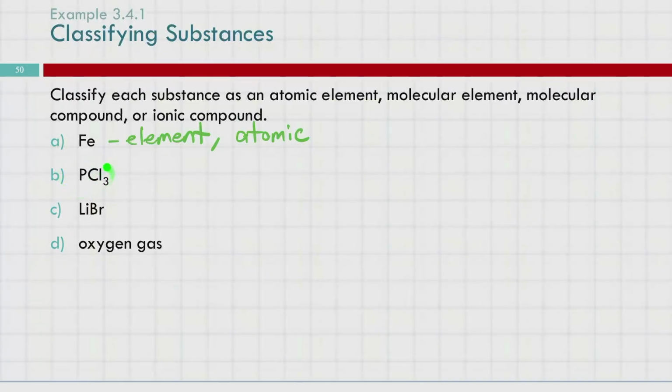And then PCl3. Do we have an element or a compound? It's a compound. We know it's a compound because we've got multiple element symbols. Then we have to think about what kind of elements we have. Let's find them on the periodic table. We've got phosphorus, P. We've got chlorine, Cl. Those are both in the upper right part of the periodic table. So those are both nonmetals. So we've only got nonmetals. Does that make it molecular or ionic? Molecular. Yeah, it makes it molecular, because it's only nonmetals.